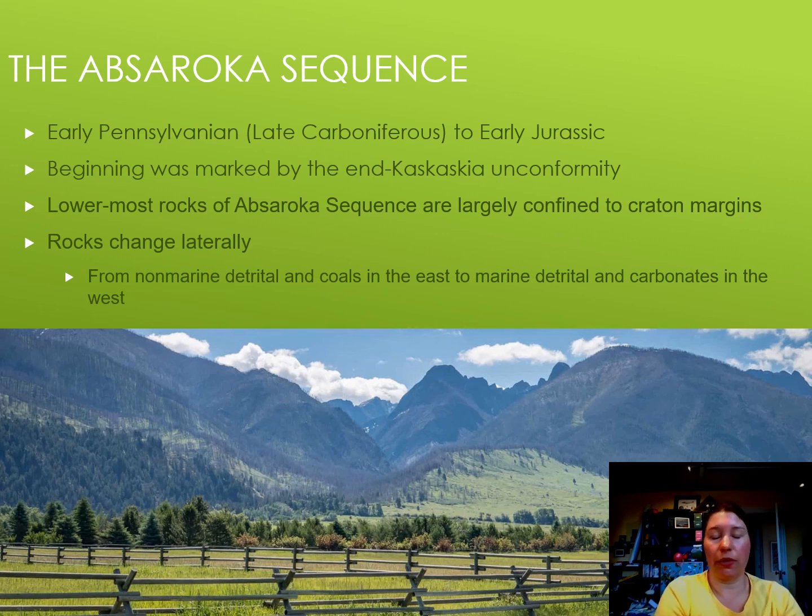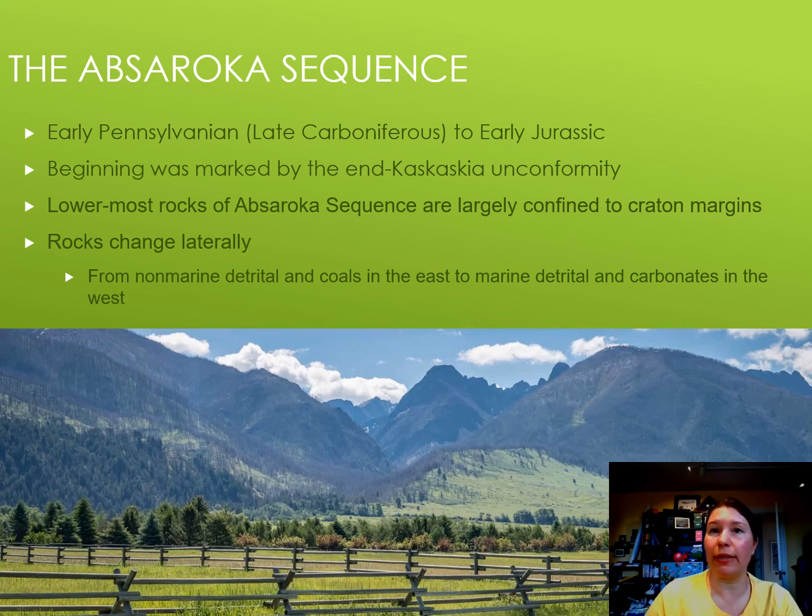So another body of rock, the Absaroka sequence. So we talked about the Kaskaskia, now the Absaroka. This is going to be from the early Pennsylvanian period, which is the last half of the Carboniferous period, all the way up to the early Jurassic. So we're going into the Mesozoic for this. So again, at the bottom are unconformities because we had extensive erosion before that.